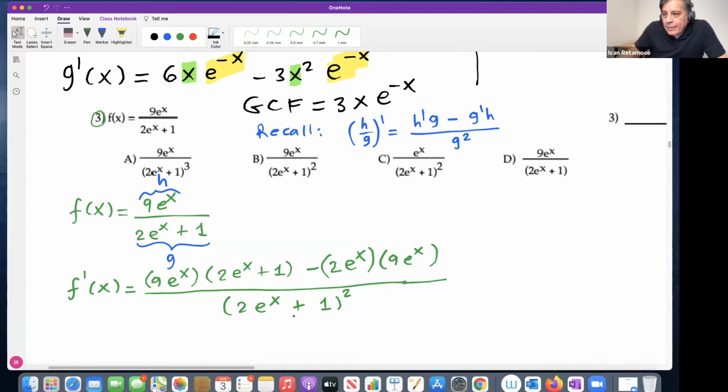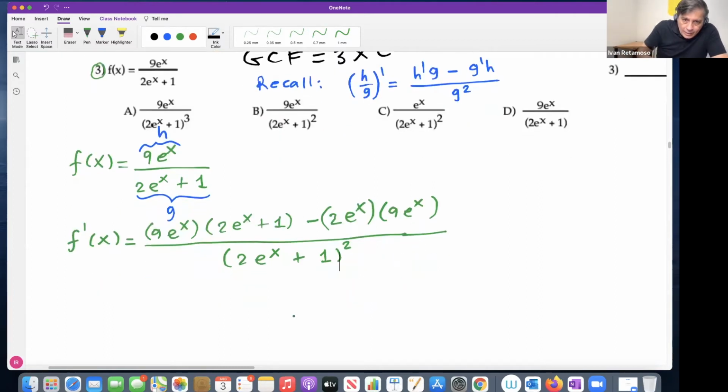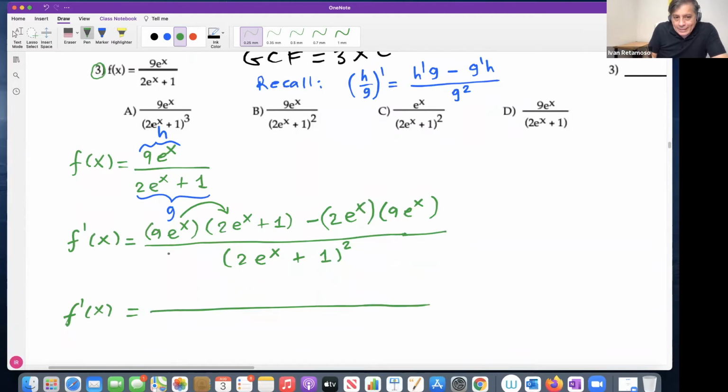All right, great. So now what we have to do is work out the numerator. Let's work out the numerator. So f prime of x will be equal to what? 9e to the x times 2e to the x. What is that? Well, 9 times 2, 18. E to the x times e to the x, e raised to twice x, right?